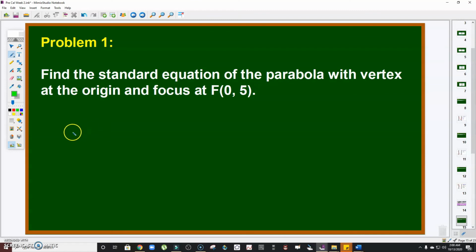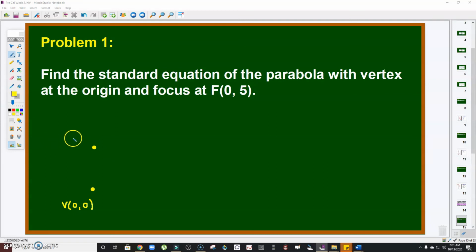In order to do that, what we're going to do here is to plot the given: the vertex and the focus. The problem says the vertex is located at the origin, so this is your vertex with coordinates (0, 0). Now, the focus is located at (0, 5), and we know (0, 5) is on the y-axis. So this will be my focus.